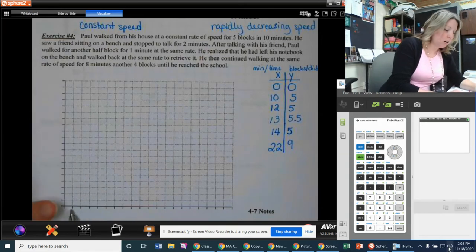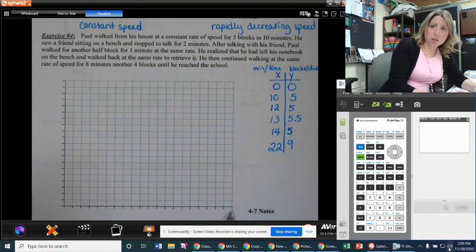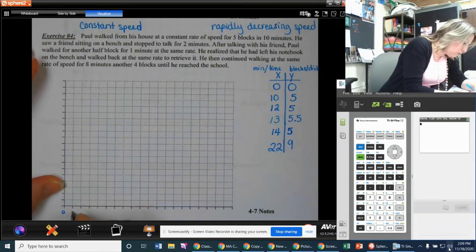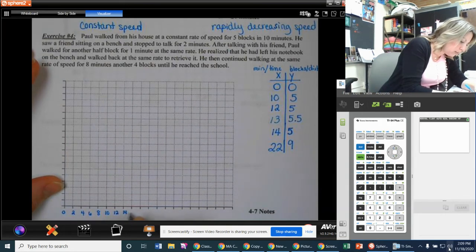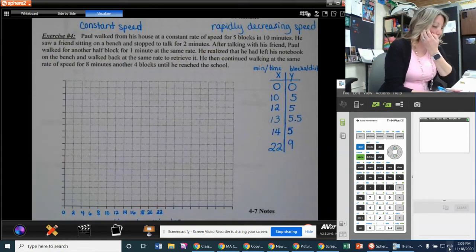So let's count our hash marks on our X for time. Darn it, just under. So I'm not going to be able to go by ones. I'm going to have to go by twos. So this is 0, 2, 4, 6, 8, 10, 12, 14, 16, 18, 20, 22. What a bummer. So this is time in minutes. All right, that's what's going on here.